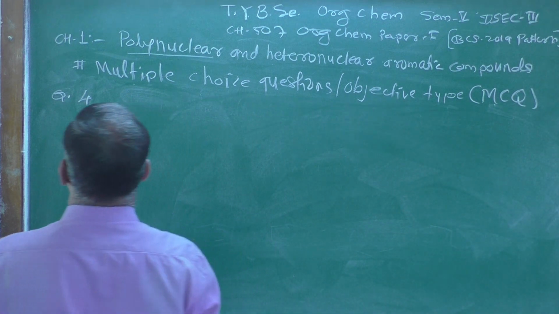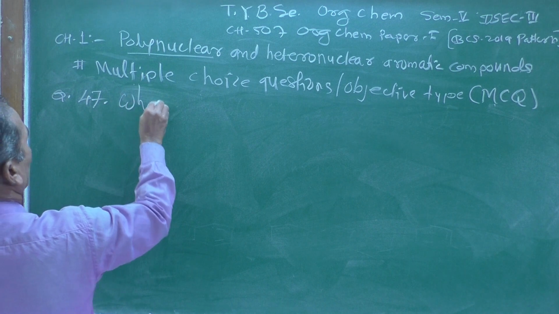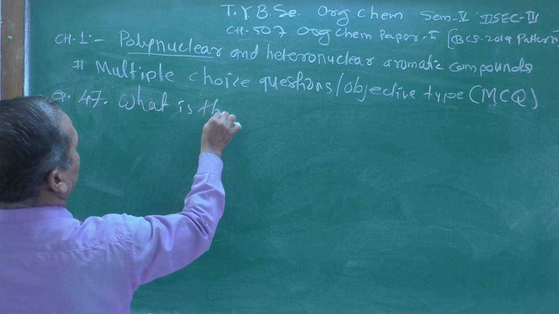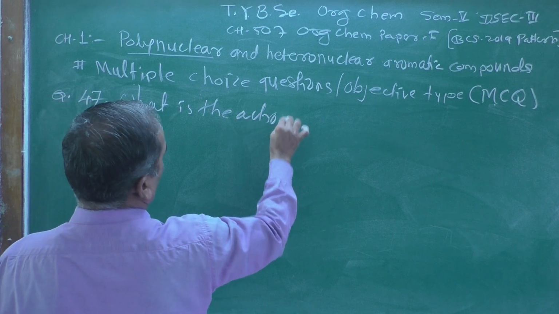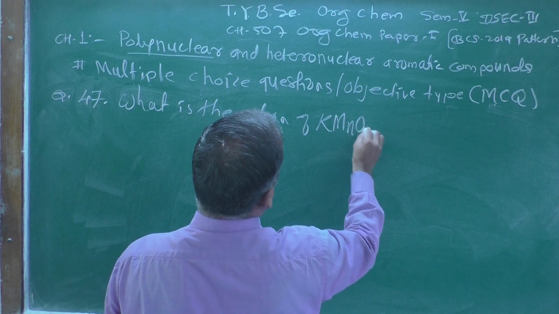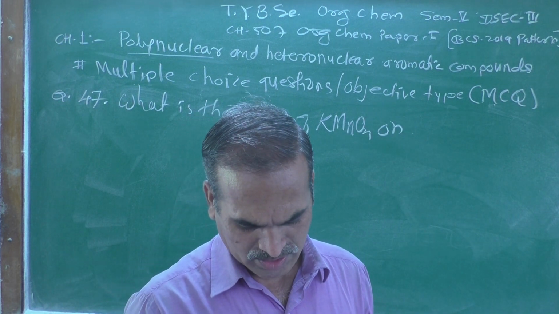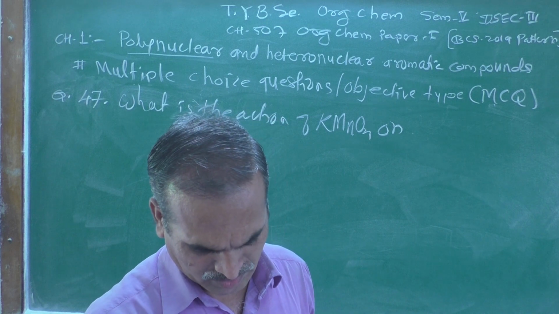Question number 47. What is the action of potassium permanganate, KMnO4, on anthracene?